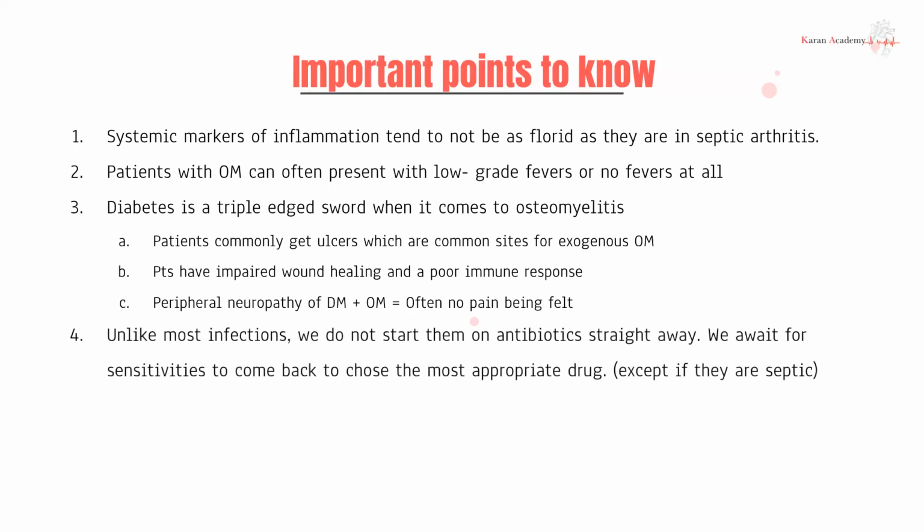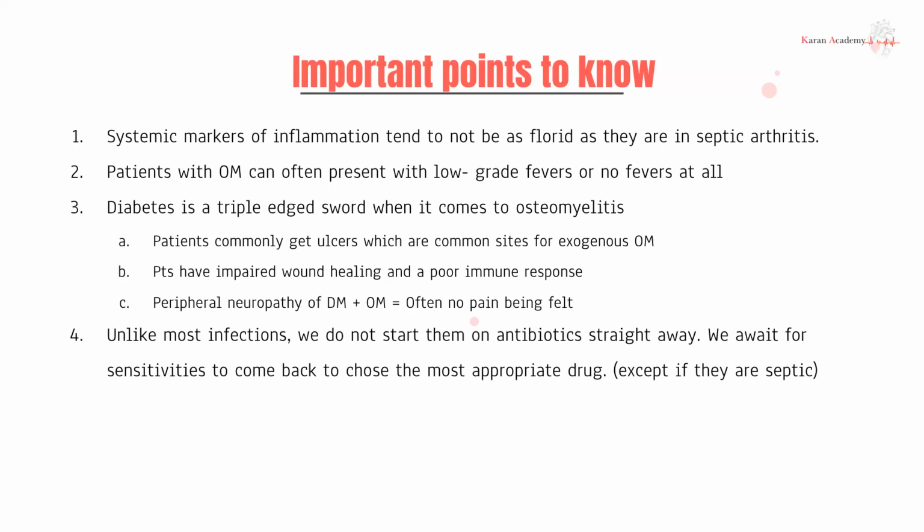Fourth point, unlike most infections, as I said, with septic arthritis, you want to start them on antibiotics as soon as possible, and you don't want the joint aspirate or other things to be delaying your antibiotic commencement. With osteomyelitis, it's a bit different. We know that OM is not going to kill the patients, but what we don't want to do is start them on the wrong drug.